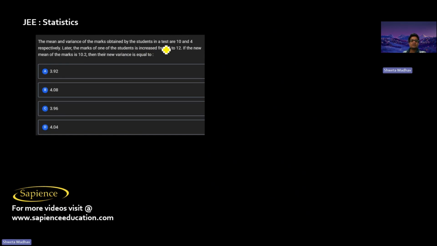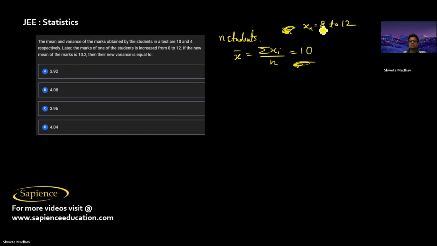How many students are there? Let's say there are n students. Their mean x bar, that is summation xi by n, is given as 10. Suppose the nth student's marks is increased from 10 to 12. Previously his marks was 8, and now after increment the marks is 12.